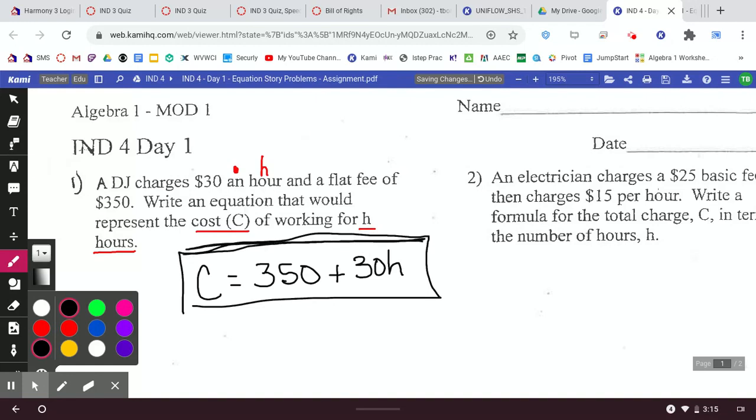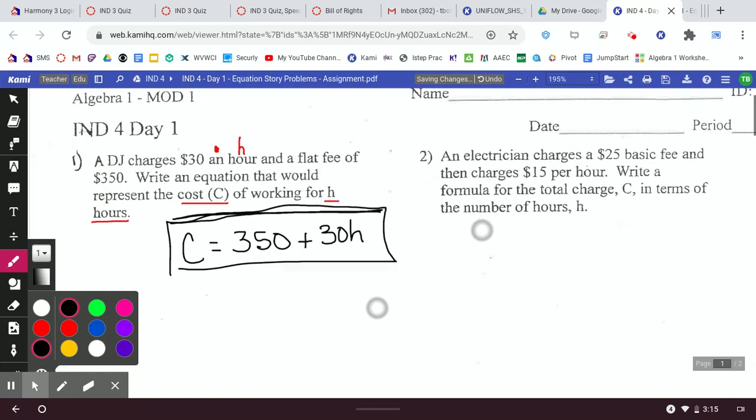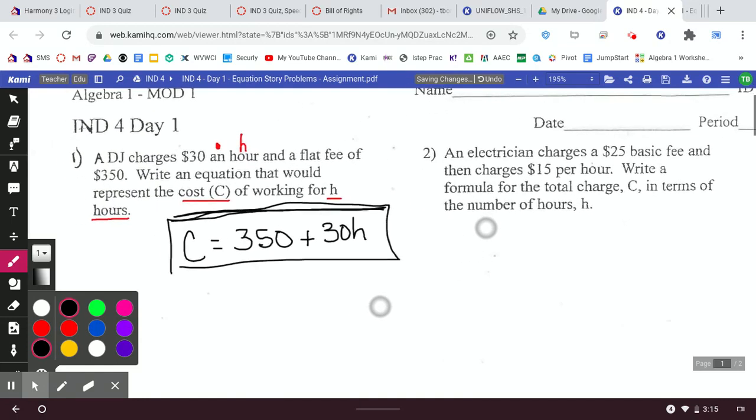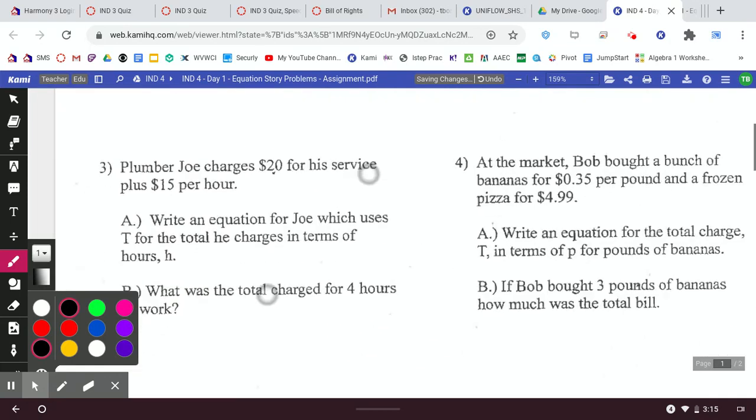All right. So number 2 is almost identical to this. And so I'm going to let you go ahead and work number 2. After we get done with notes, you can go back and you can work number 2. So let's do number 3.